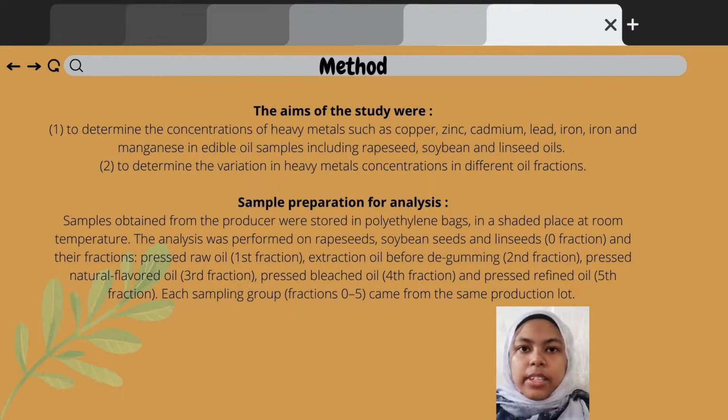My name is Fatihah and I'm going to tell about the aim of the study. The first one is to determine the concentration of heavy metals such as copper, zinc, cadmium, lead, iron and manganese in edible oil samples, including rapeseed, soybean and linseed oils. Second is to determine the variation in heavy metal concentration in different oil fractions.